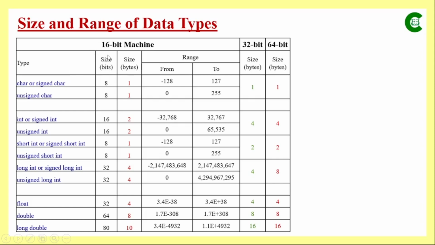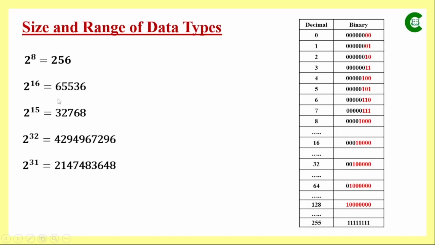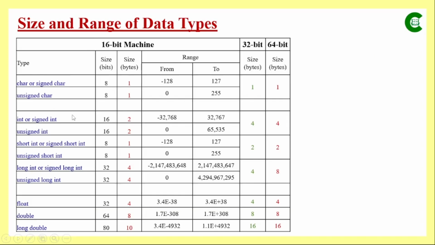So if it is a 16-bit machine, that means 2 raised to the power 16. So what is that value? 2 raised to the power 16 is 65536. So this is the maximum value that the machine can accommodate. So if it is unsigned integer, it means there is no sign, all the data will be positive always. So in that case, we don't need to reserve any bit for sign. So all the 16 bits can be used for the value. Our count will start from 0 and the maximum value will be 1 less. So it will be 65535.